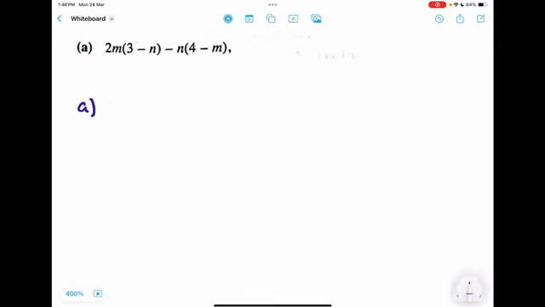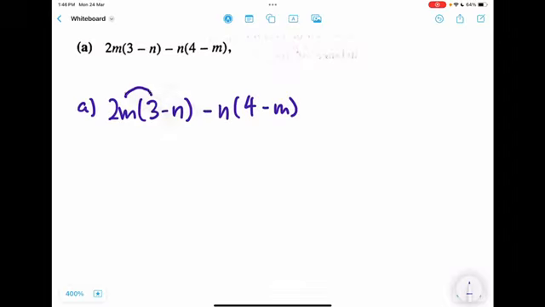What I have in question A is 2m times 3 minus n times 4 minus m. The method I'm going to use to do my expansion is something called the rainbow method. So what I am doing is taking my term on the outside and multiplying it to the terms on the inside of the bracket. So what we have over here is positive 2m multiplied by positive 3.